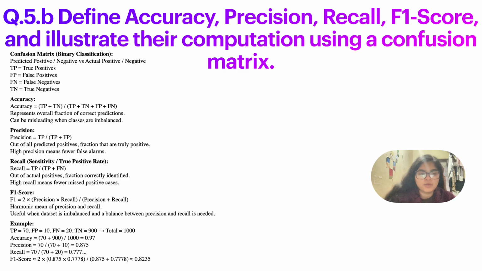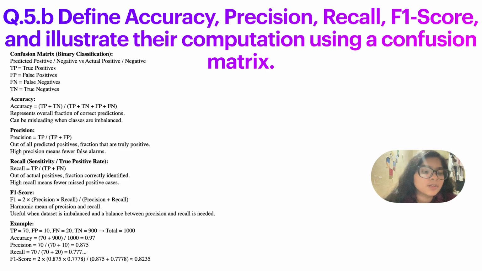So what is accuracy? Accuracy is about, among all the predictions made, how often the prediction was correct. Its formula is true positive plus true negative divided by true positive plus true negative plus false positive plus false negative. But it can be misleading if the classes are imbalanced.